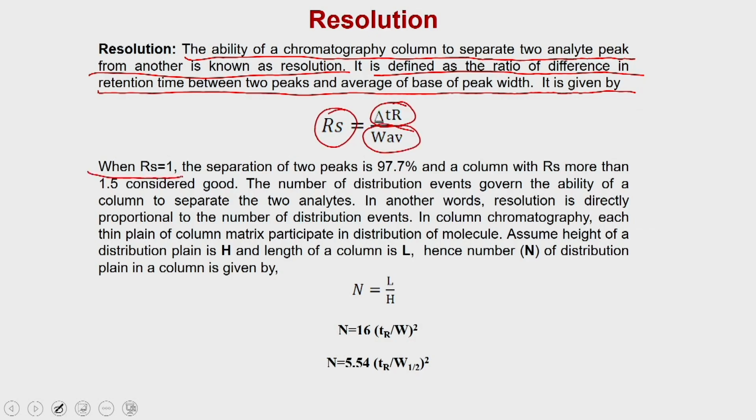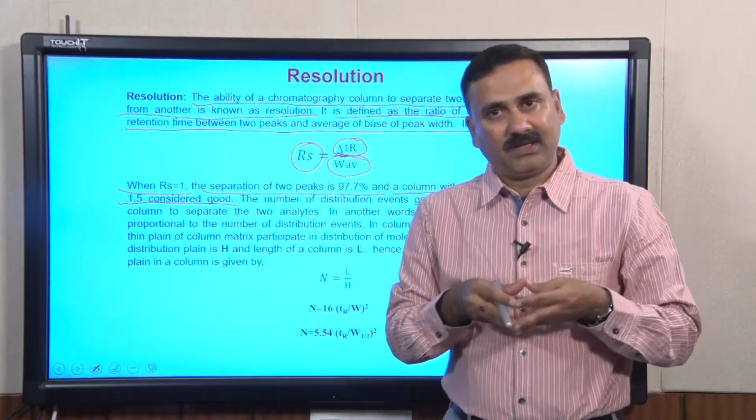If you have a resolution value of 1, you would be able to see 97% separation of two peaks, but if you have a resolution value of 1.5, that is considered good, because that is going to give you two separate peaks, or a separation of more than 99%.